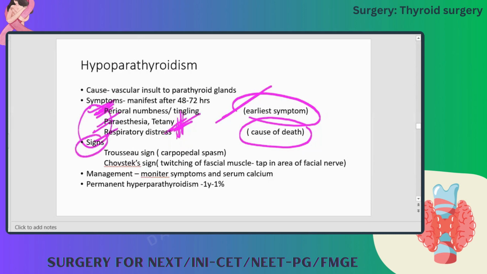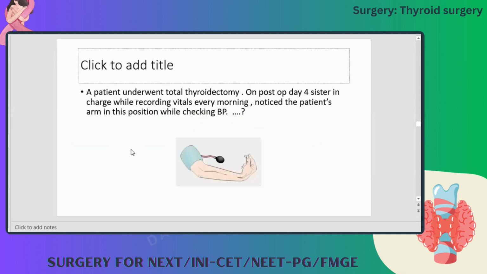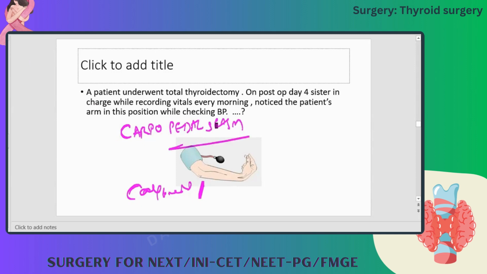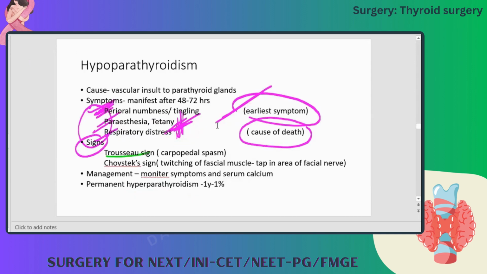Coming to the signs, Trousseau's sign. This is nothing but carpopedal spasm. The patient's hand goes into spasm, carpopedal spasm. It typically happens when we inflate the sphygmomanometer. It is known as Trousseau's sign.